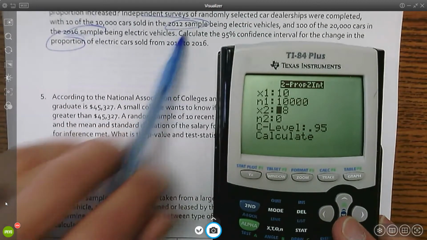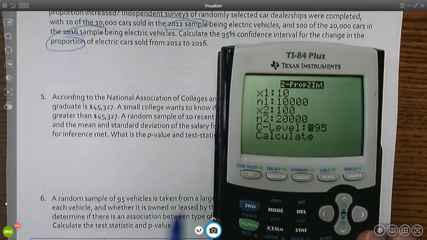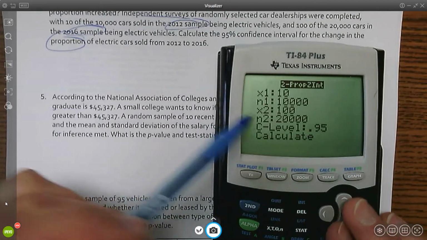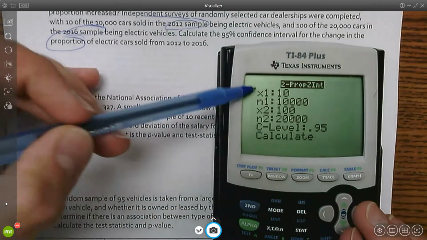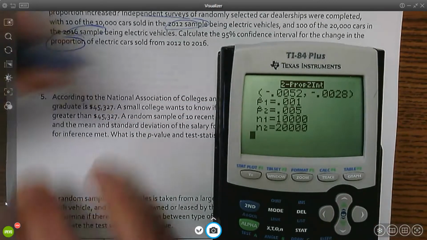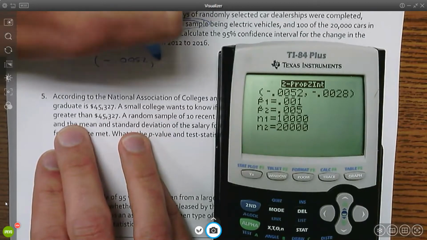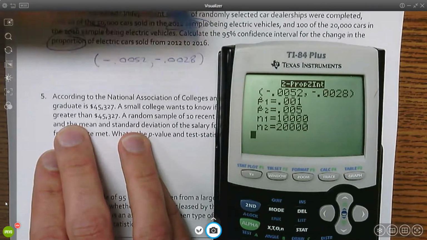In 2012, now we have 100 of 20,000 cars sold were electric, and now it's got to be way higher. All right, 95%, 0.95, calculate. Just remember, these have to be whole numbers. All right, that's it. Your confidence interval, negative 0.0052 to negative 0.0028.